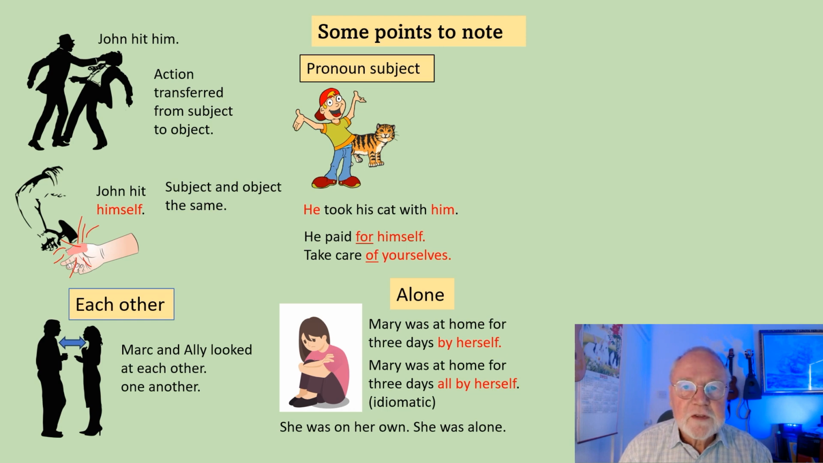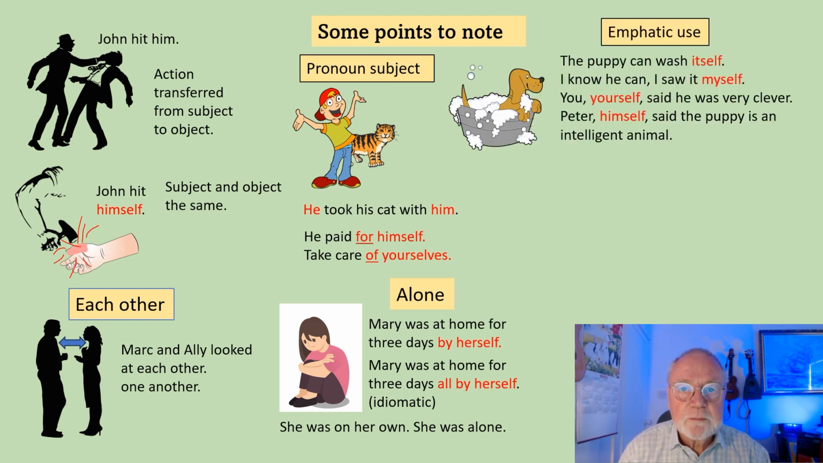Now we can use the reflexive pronouns for emphatic use. Look at this paragraph. The puppy can wash itself. Well, clearly the puppy is the subject of can wash, and itself is the object, and they're the same thing, so it's a reflexive pronoun. But the sentence underneath is slightly different, and I would say it slightly differently. I know he can. I saw it myself. And myself there is for emphasis. You, yourself, said he was very clever. Peter, himself, said the puppy is an intelligent animal. It's an emphatic use of the reflexive pronoun.